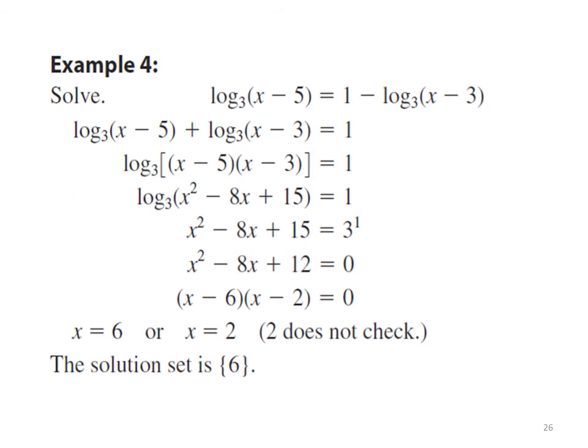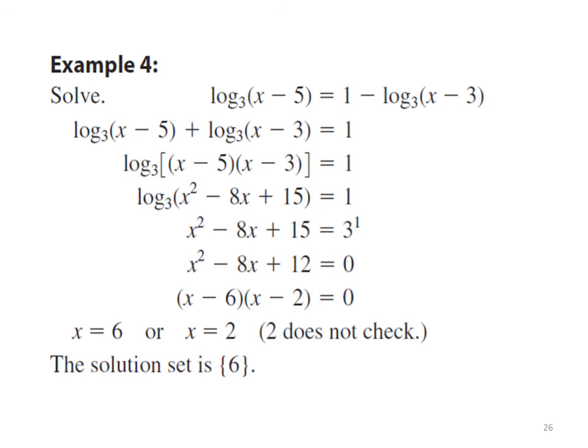Now subtract 3 from both sides. You get x squared minus 8x plus 12 equals 0. You can factor this as x minus 6 times x minus 2 equals 0. So you have two solutions, x equals 6 or x equals 2.